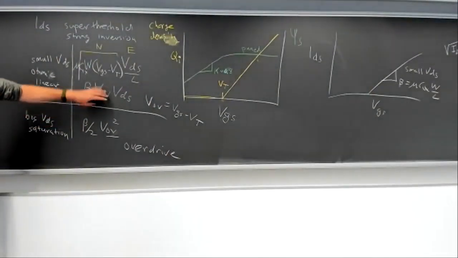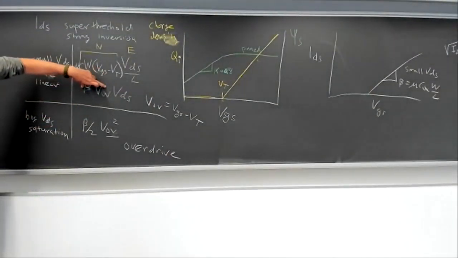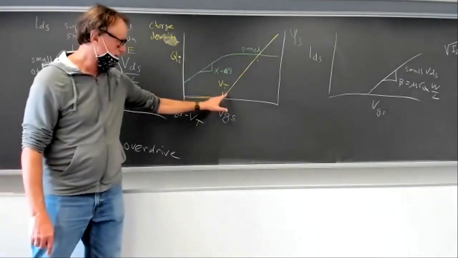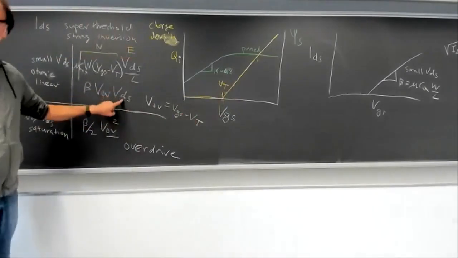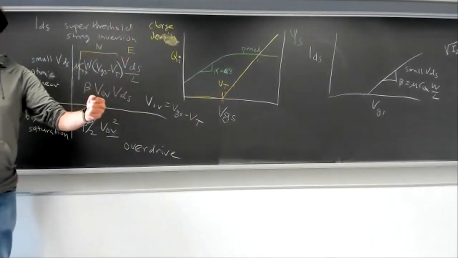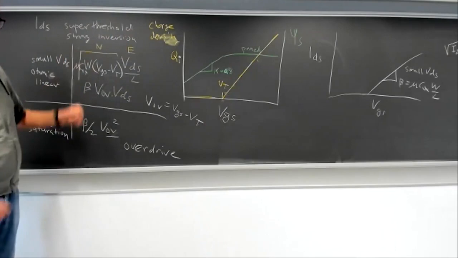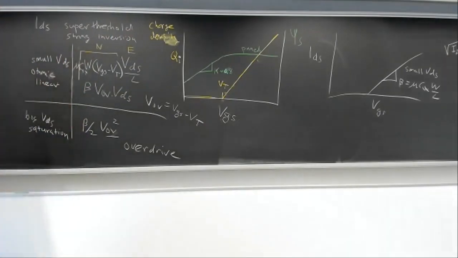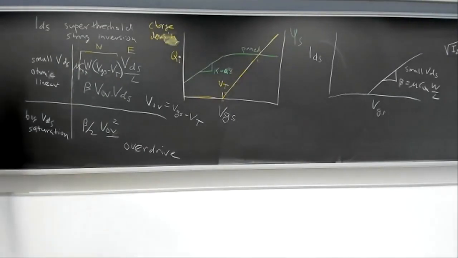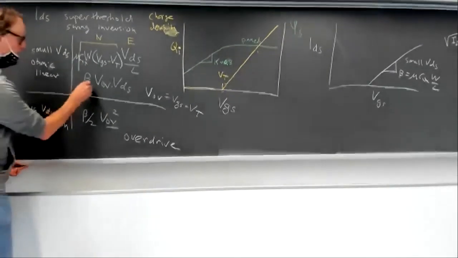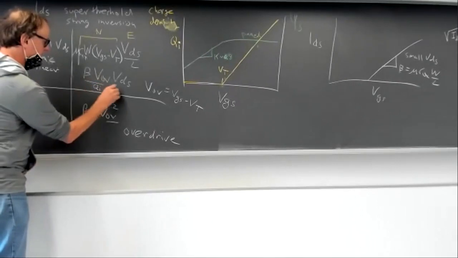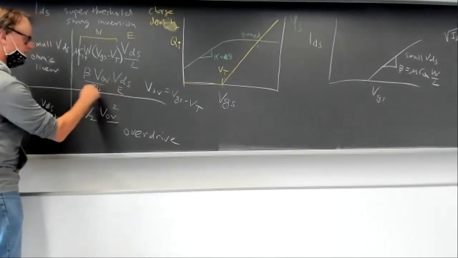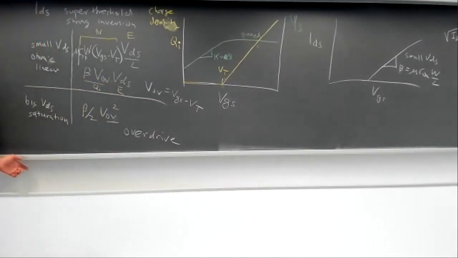This beta times the overdrive sets the charge density in the channel. It's this yellow curve. And the VDS sets the electric field across the channel. The charge density times the electric field is the drift current. Is it clear? Okay, that's good. Thank you for asking that. So this part here is the QI, and this part here is the electric field. The product of those two is the drift current, which is the current.